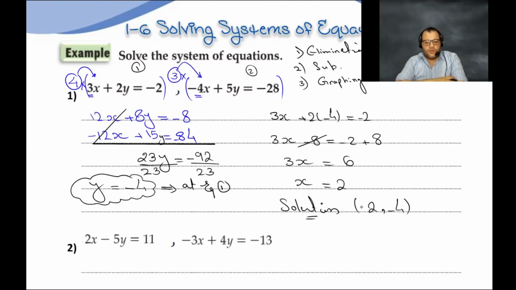You have to start from x. Solution, x and y. Yes. For the one to the right, we can choose any of the equations, equation 1 or equation 2. You will find the same. If you check equation number 2, you just replace y with -4. So -4x plus 5 times -4 equals -28. So -4x minus 20 equals -28. Then by adding 20, -4x equals -8, divided by -4, you will find that x is equal to 2.